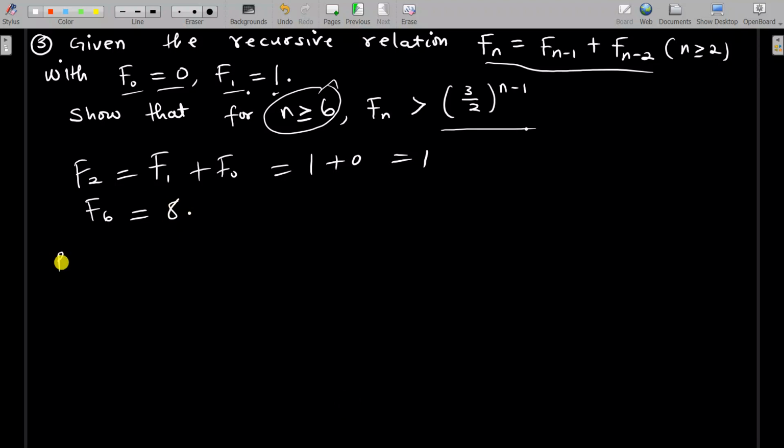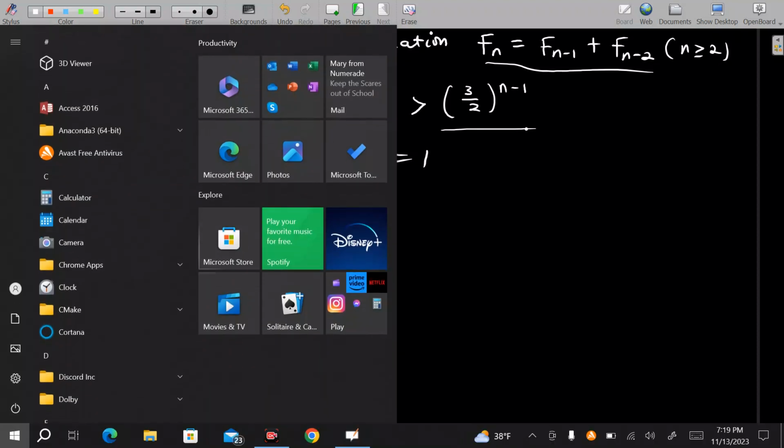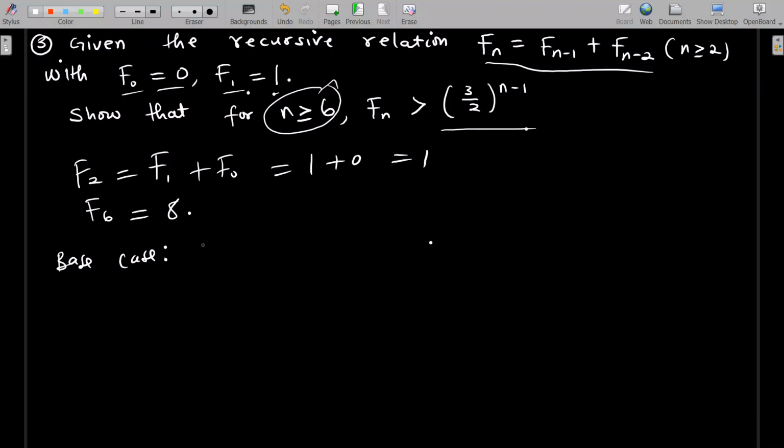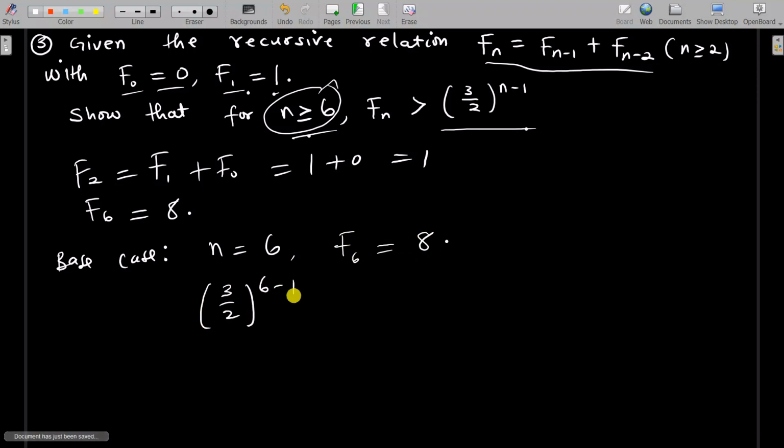So now we start with our base case. For the base case, n should be equal to 6, because it's starting from 6, right? That is our base case. Now when n is equal to 6, what happens? When n equals 6, f sub 6 is equal to 8, and then it means we are supposed to show that 8 is greater than 3 over 2 to the power 6 minus 1, right?